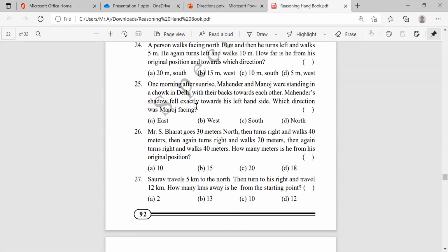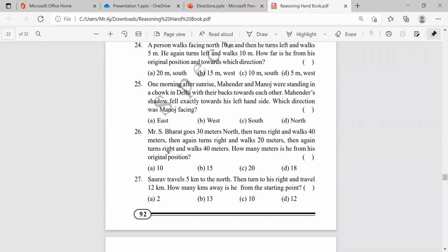One morning after sunrise, Mahindra and Manoj were standing in the chowk in Delhi with their backs towards each other. Mahindra's shadow fell exactly towards his left hand side. Which direction is Manoj facing? What are they asking?